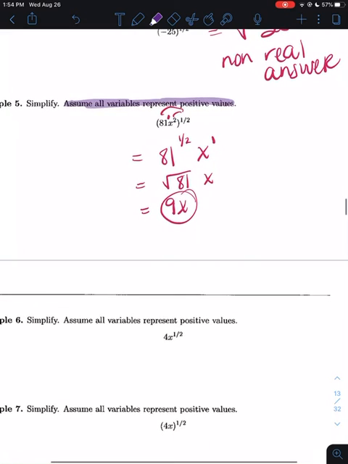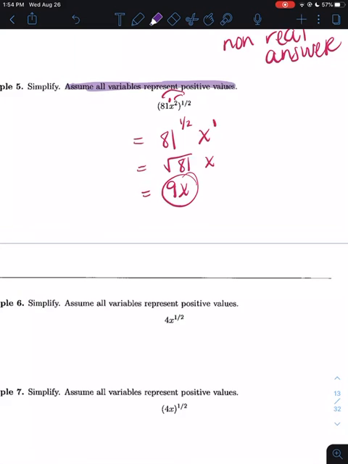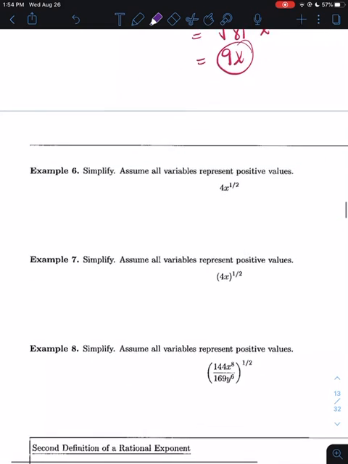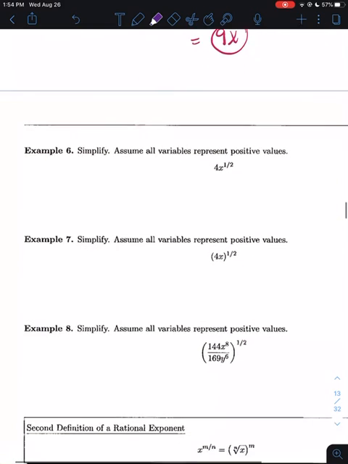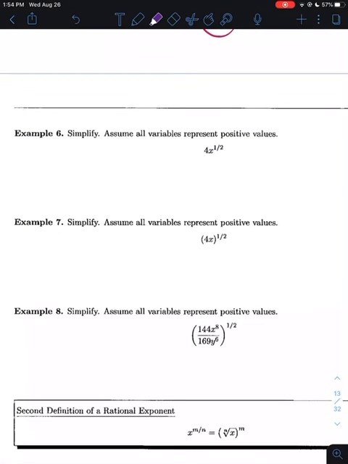All right, so try number 6, and 7 and 8. Pause the video and try 6, 7, 8.